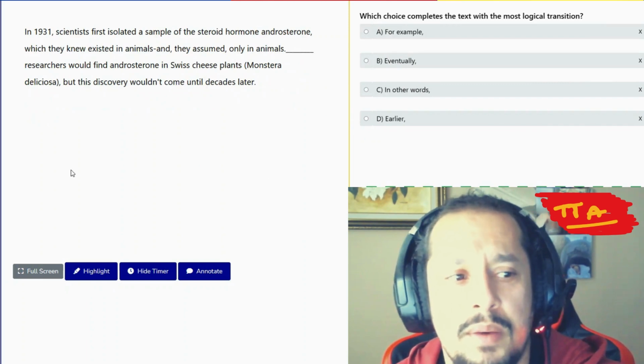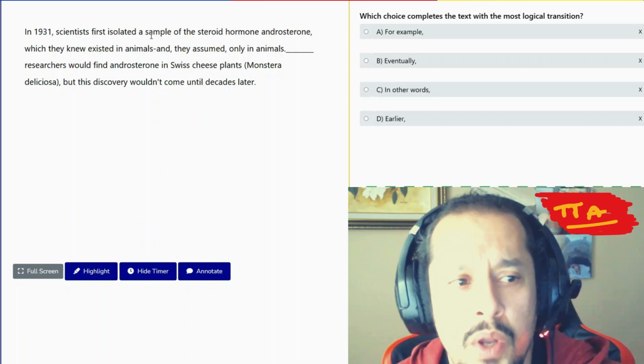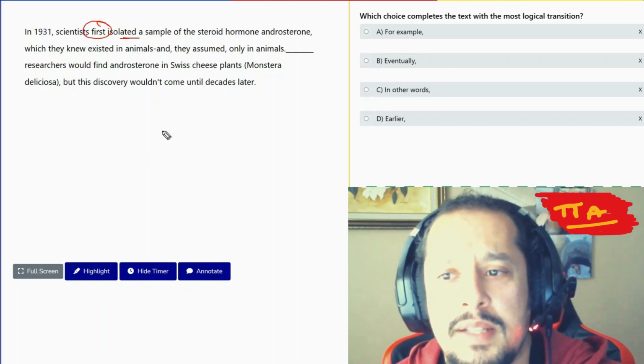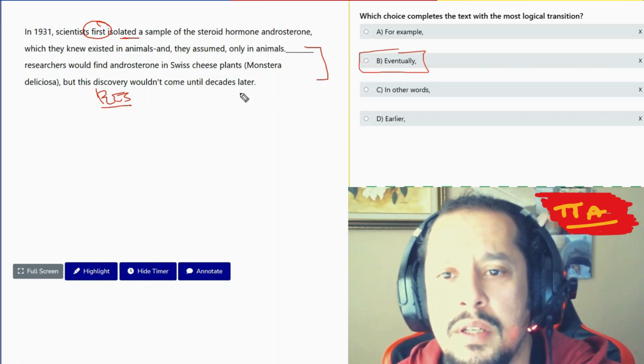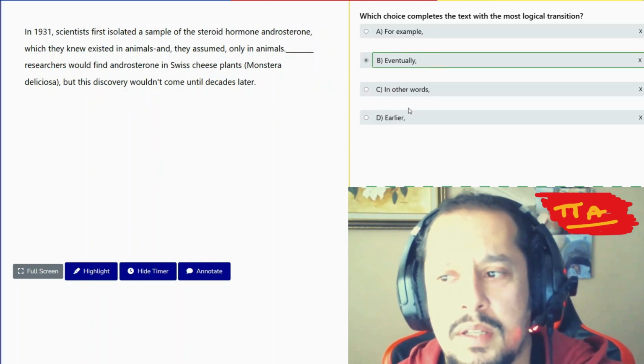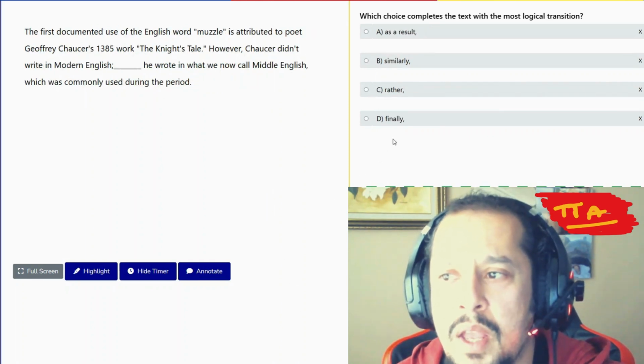Number 11, now we're going to deal with transitions. Okay, look. Scientists first isolated a sample, and then here we're talking about the result of the sample eventually, right? First, eventually, what happened in the end. It's not an example, right? Example takes a specific part and explains it. It's not, in other words, not a summary, and it's not earlier, so those wouldn't work.